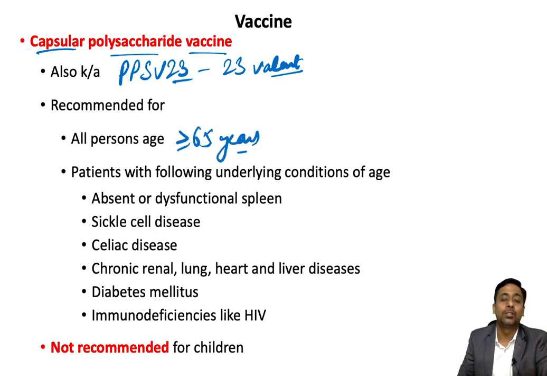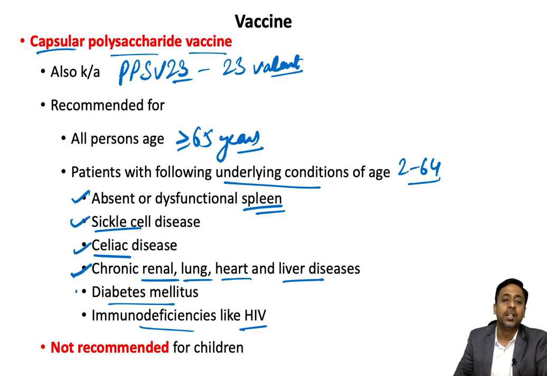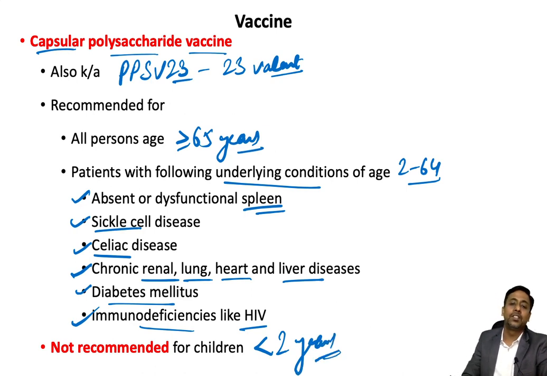Okay, and also it is recommended for persons of age group between 2 to 64 years with underlying conditions such as absent or dysfunctional spleen, sickle cell disease, celiac disease, chronic renal, lung, heart and liver diseases, diabetes mellitus and immunodeficiencies like HIV. So these are the conditions in which it may be recommended to persons below 64 years of age but above 2 years. So it is not recommended for children below 2 years.